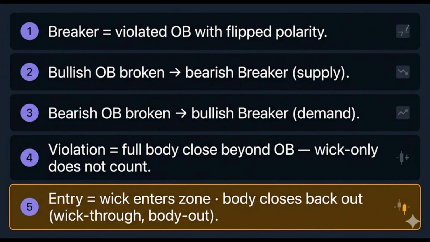4. Violation is confirmed only when a candle body closes beyond the OB boundary. Wicks through do not qualify. 5. The entry trigger at a breaker is the wick through, body out pattern. The candle enters the zone with its wick and closes back out the way it came. That is Phase 2 complete. Every SMC zone covered. Phase 3 connects everything to price action confirmation.